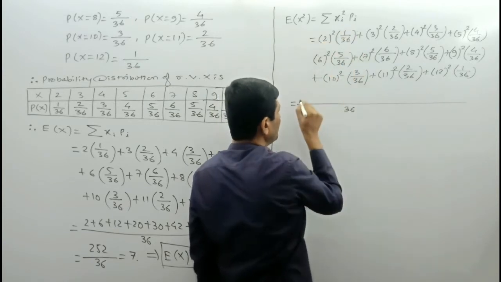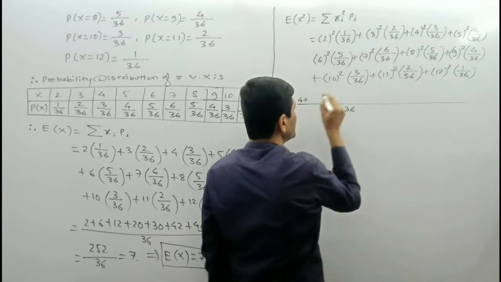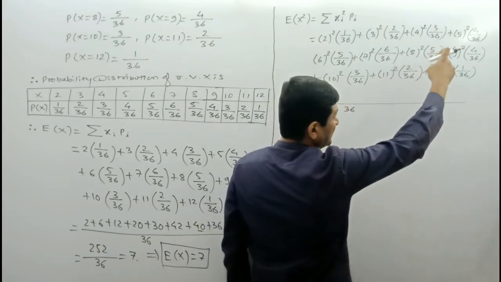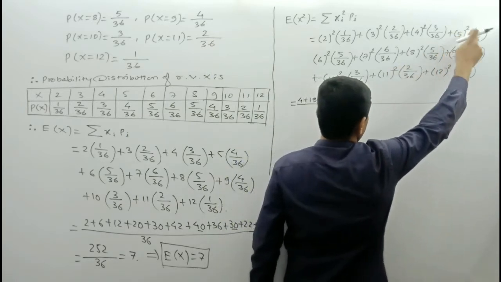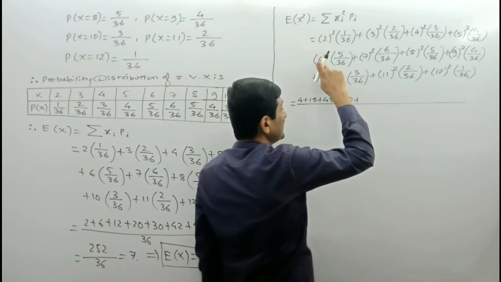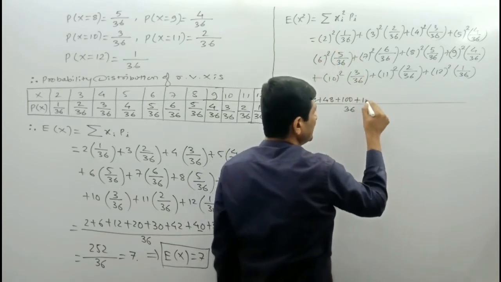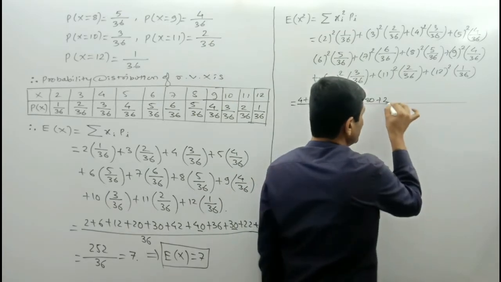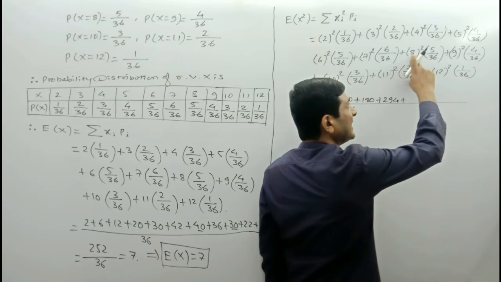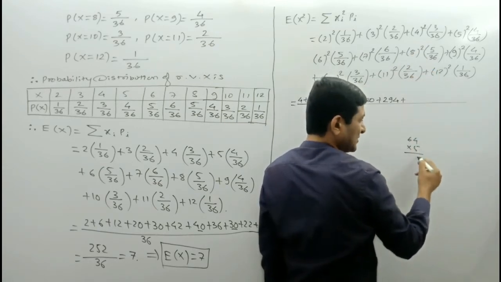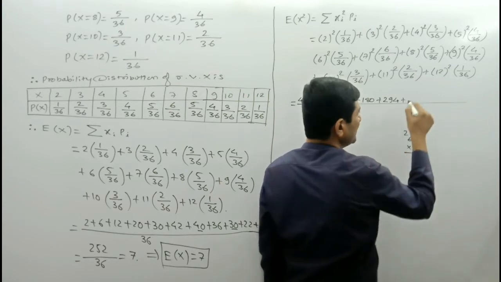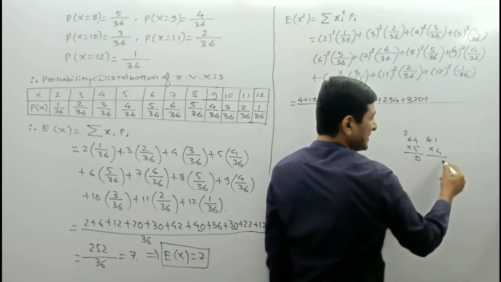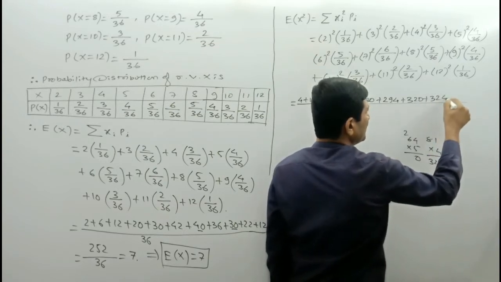So 2 square is 4, 4 ones are 4, plus here square of 3 is 9, 9 into 2 is 18, plus here square of 4 is 16, 16 3s are 48, plus 5 square is 25, 25 4s are 100, plus square of 6 is 36, 36 5s are 180, plus 7 square is 49, 49 6s are 294, plus square of 8 is 64 and 64 5s are 320, plus square of 9 is 81, 81 into 4 is 324.